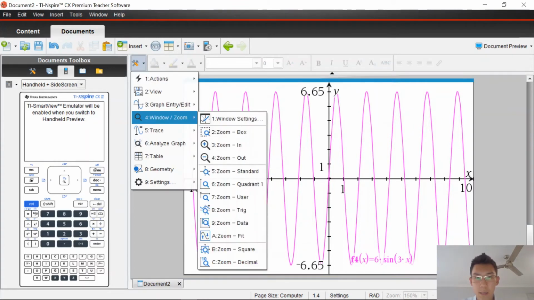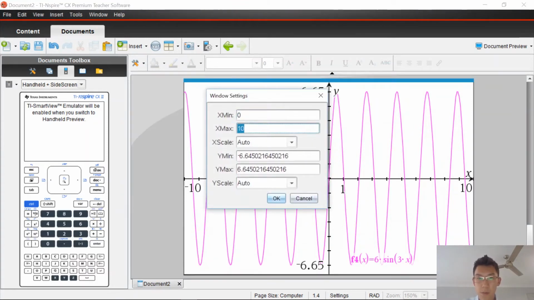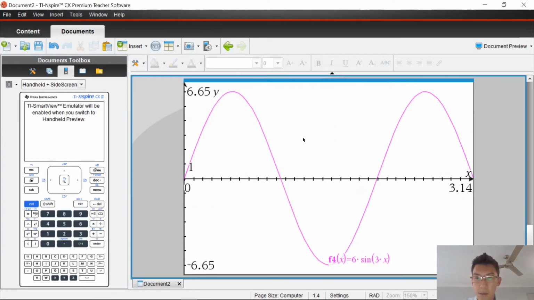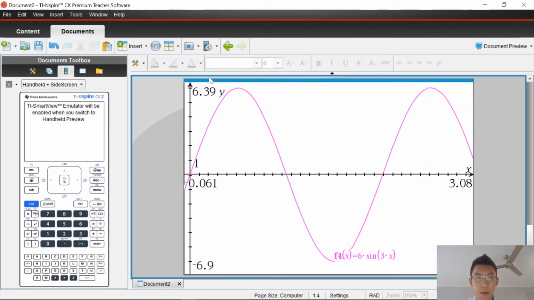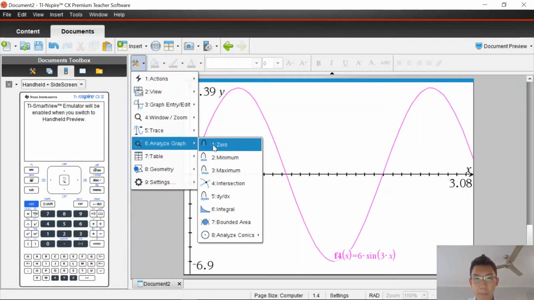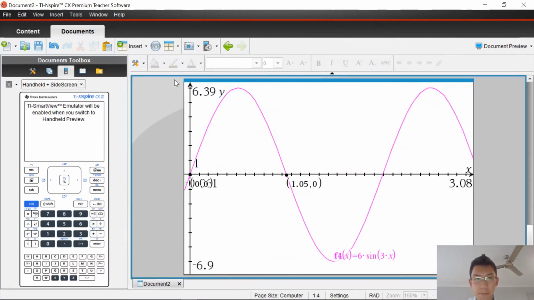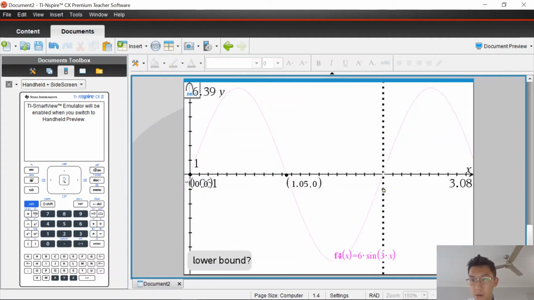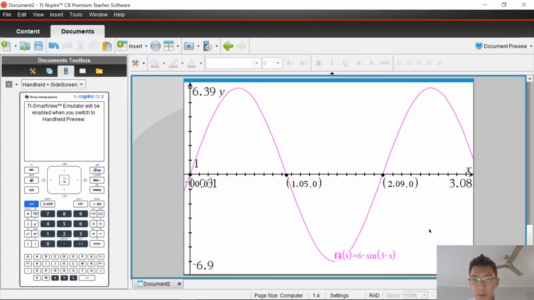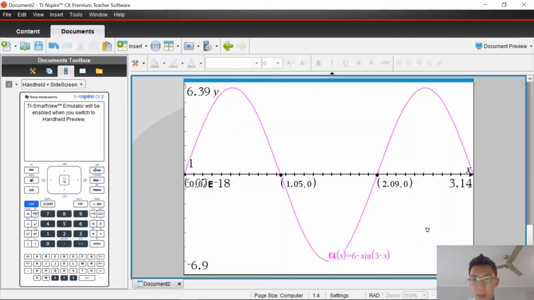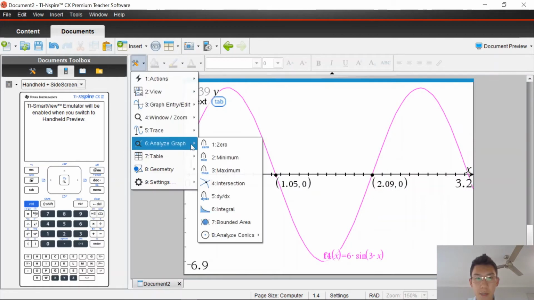And let's change our window from 0 to pi because that's all we're interested in. Okay, now all we need to do from here is find the zeros first, all right, because these are the points where the particle is stationary, it's not moving. So analyze graph, find all your zeros from 0 to pi. Yep, we have a 0 at pi as well.